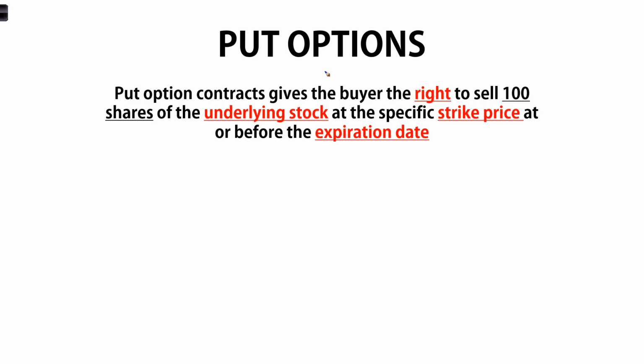So what is a put option? A put option, likewise, is also a contract that gives the buyer, this time, the right to sell 100 shares of the underlying stock at a specific strike price at or before the expiration date.